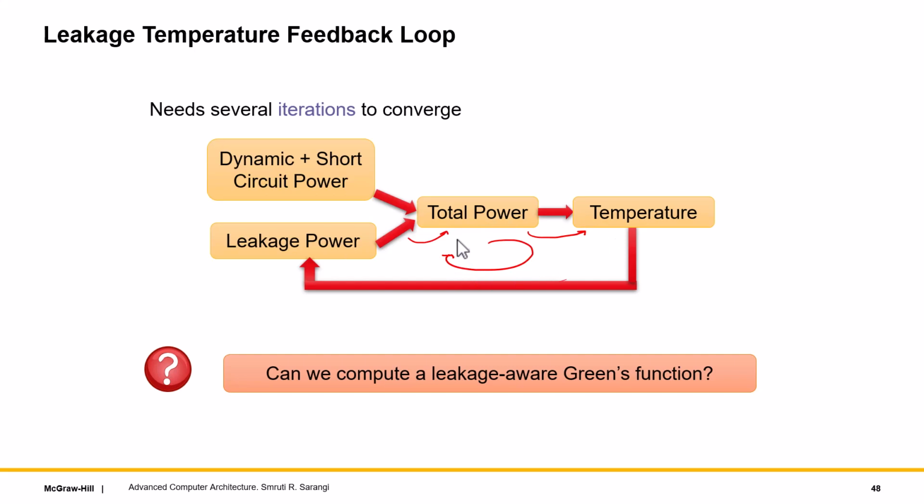Most of the time it's a convergent series, but sometimes this can diverge. What will happen is that the leakage will create so much additional power that the temperature will then increase the leakage further. This divergent condition will lead to a continuous increase in temperature until the chip shuts down. This is known as thermal runaway. There is a fair amount of work in which I was involved to compute a leakage aware Green's function, where we avoid this iterative feedback loop altogether, and the solution that it gives is actually the solution of the dynamic power plus the leakage power.